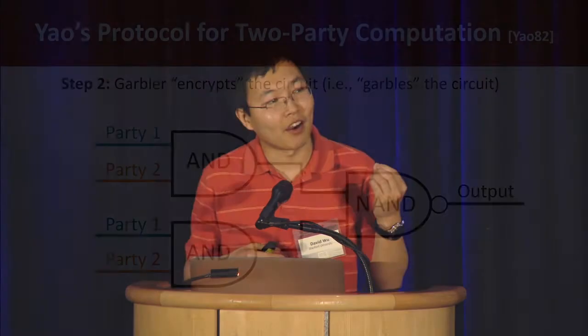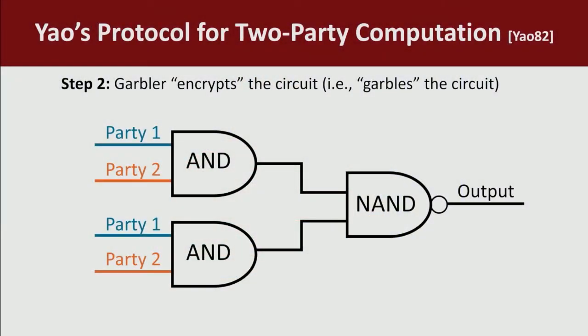And the second step of the protocol now is one of these designated parties, namely the garbler, is going to essentially prepare an encryption of the circuit, or a garbling of the circuit, and it's going to be done in a very special way to enable the evaluator to subsequently learn the output of the computation on the input of its choosing. The way it works is as follows.